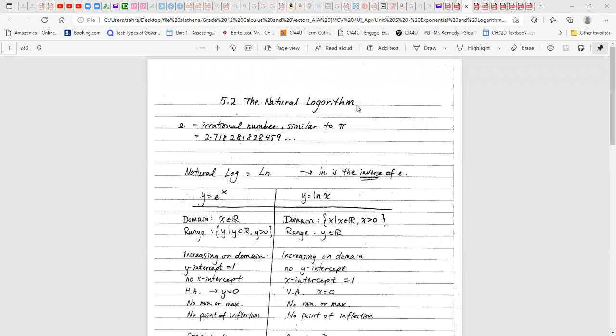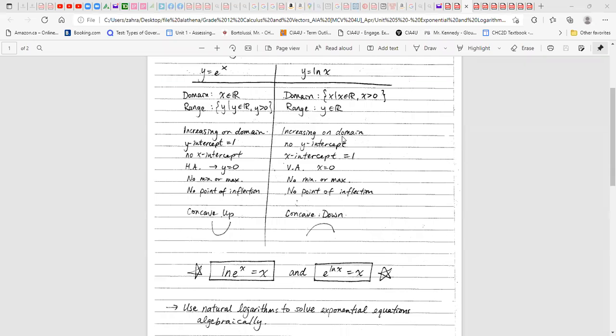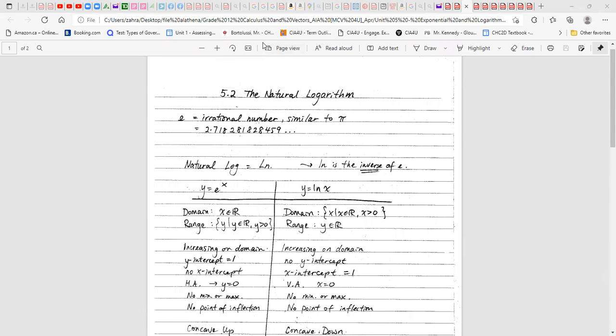5.2 Natural logarithm. So what is the logarithm? If someone asks you what is a logarithm, a logarithm is the inverse of an exponential function. In 5.1, we did graph e to the power x or 2 to the power x or any number to a power. If you want to find the inverse of that, you just need to find the reflection of that with respect to y equals x.